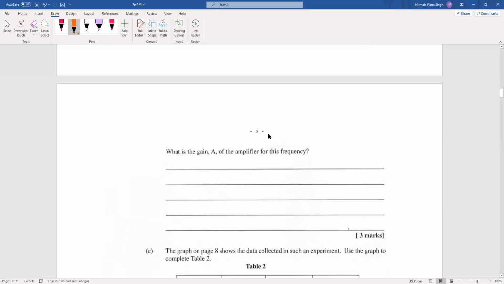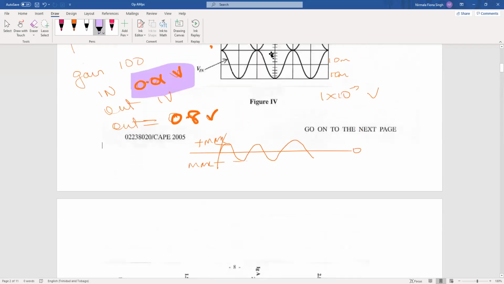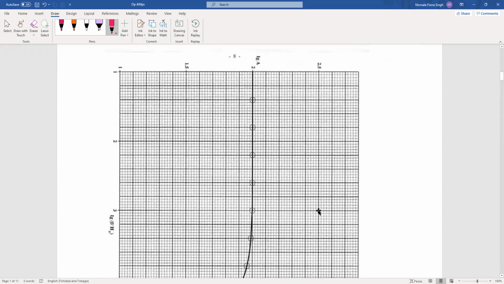Remember, gain here is minus RF over RI. Now, remember, we will have a negative sign. And this negative sign actually does show itself in the graph, because look at it. One of the graph, your input is now completely inverted to give you your output. So that means the negative sign works itself out there anyway. So we can just take out the negative sign.